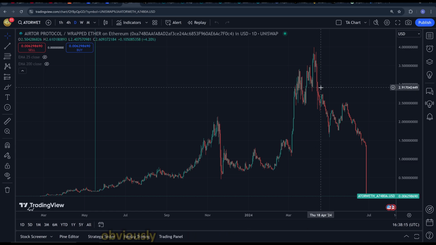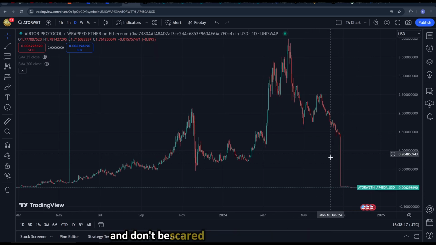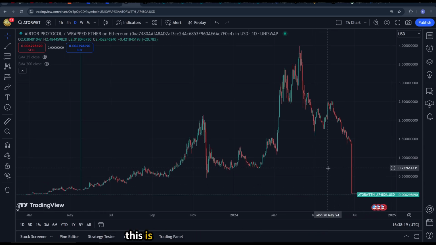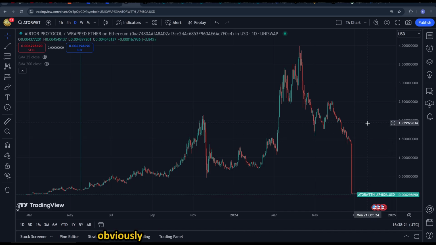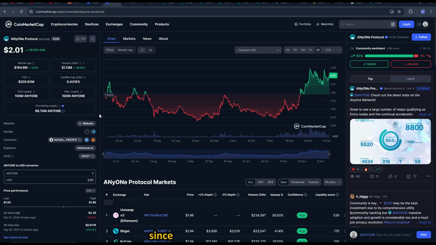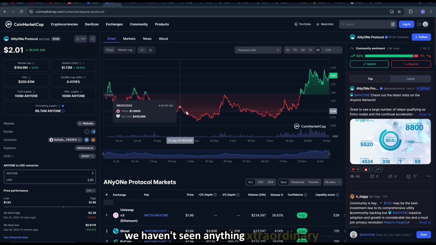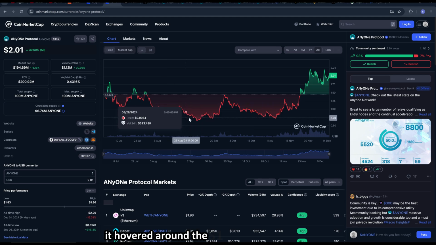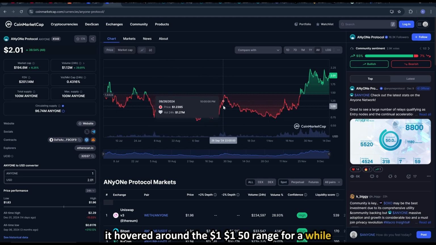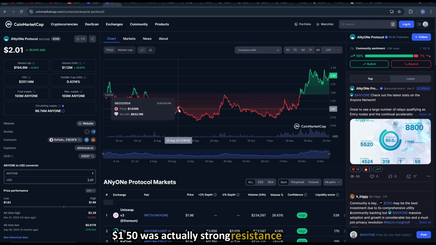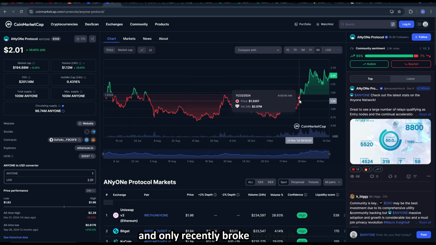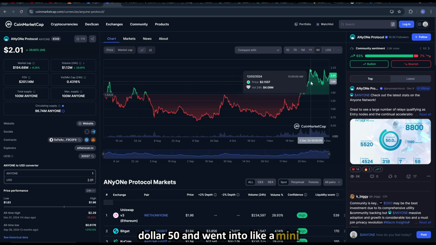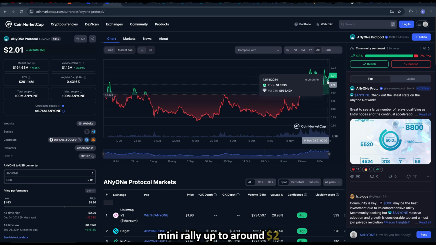But yeah, obviously the markets have been bleeding since, and don't be scared of this massive red candle. It's not a rug. This is just simply when the ATOR token went offline and we switched to ANyONe. Since the rebrand to ANyONe, we haven't seen anything extraordinary in terms of price action up until recently. It hovered around the $1, $1.50 range for a while. $1.50 was actually strong resistance. But yeah, we were under $1 for ages, and only recently we broke through $1.50 and went into a mini rally up to around $2, as we can see.